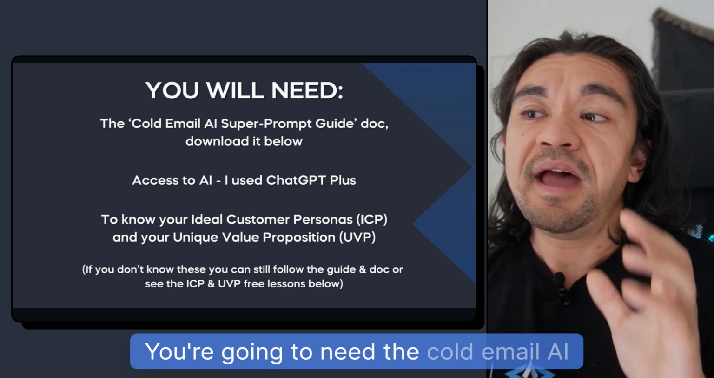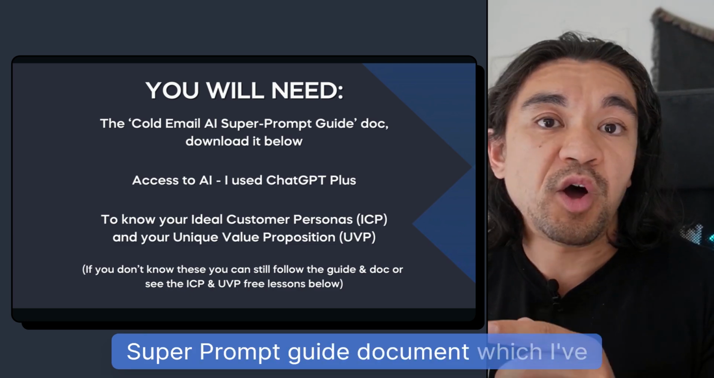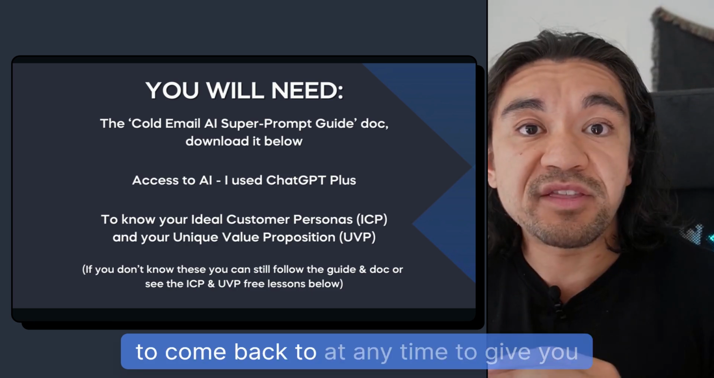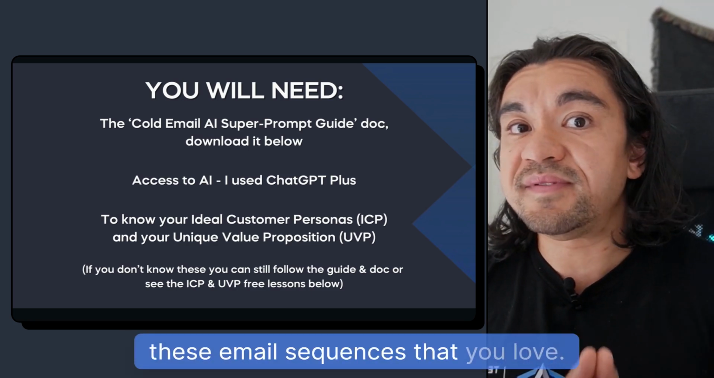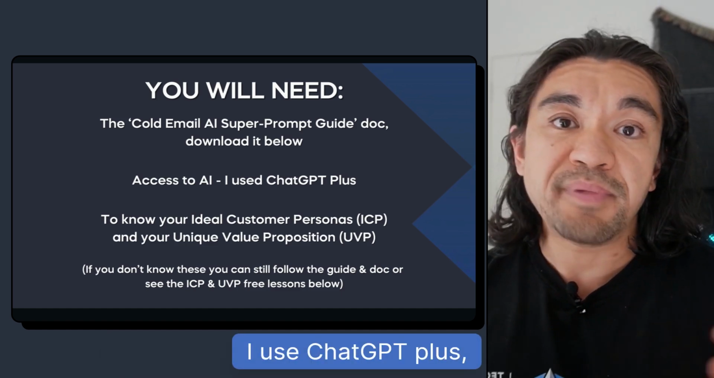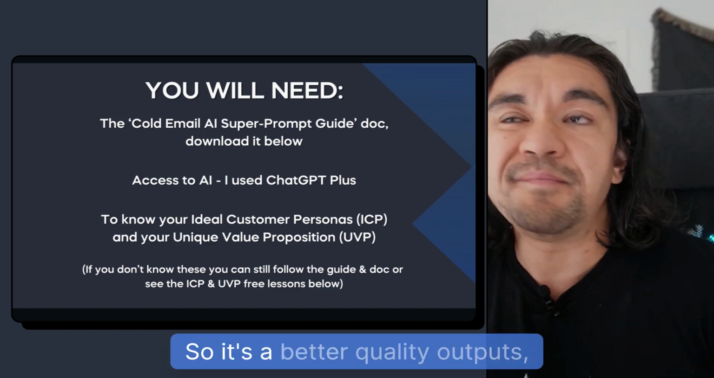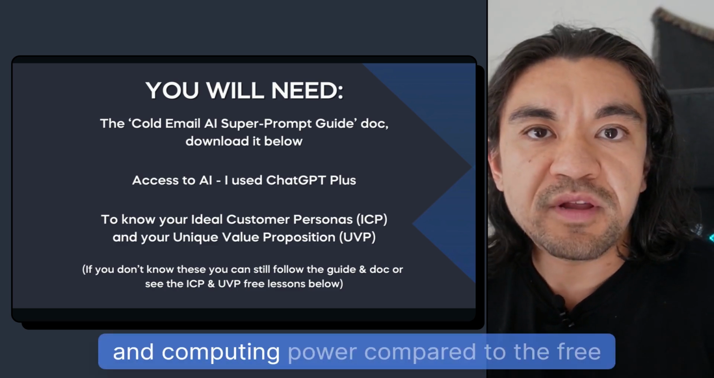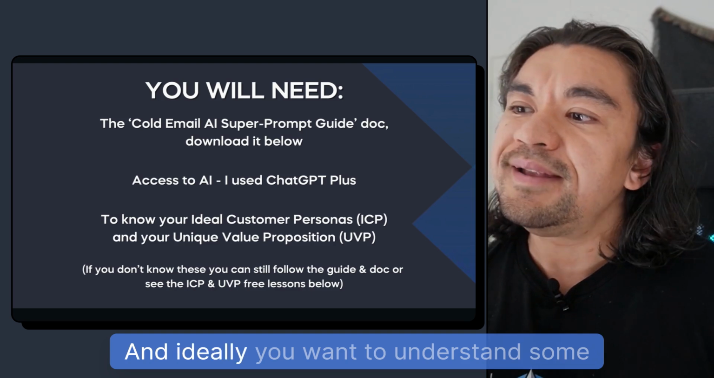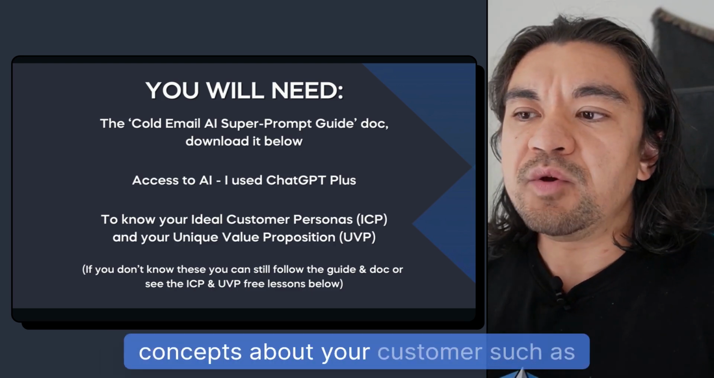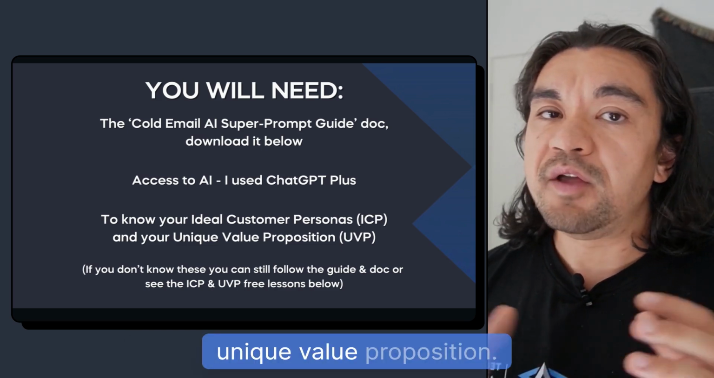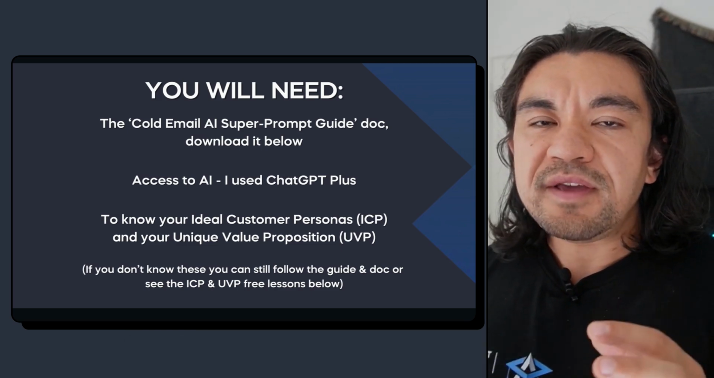You're going to need the Cold Email AI Super Prompt Guide document, which I've created for you below, and it's a step-by-step guide for you to come back to at any time to give you these email sequences that you love. You're going to need access to some sort of AI tool. I use ChatGPT Plus, which is the $20 version, so it's a better quality outputs and computing power compared to the free version, because of course the good things aren't free. And ideally you want to understand some concepts about your customer, such as your ICP, your ideal customer persona, and your unique value proposition. Now if you don't know these, you can still follow the guide.